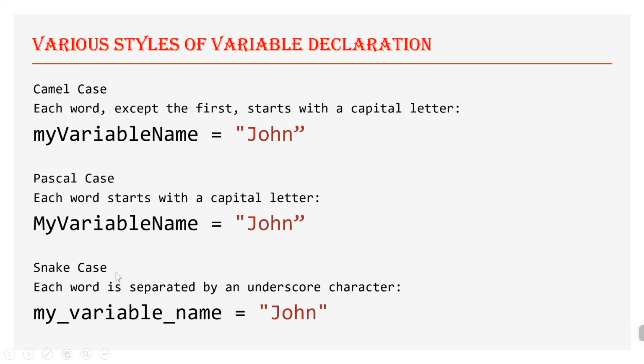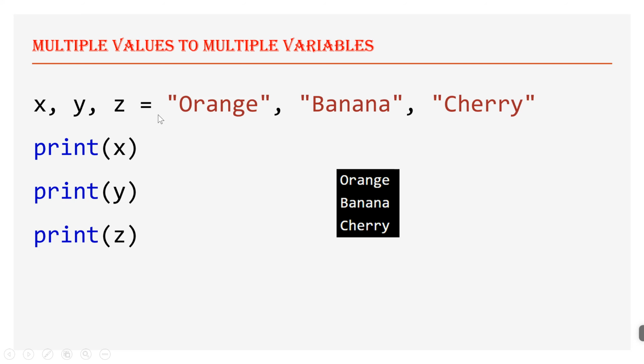Now the most frequently used case is snake case, wherein each word is separated by an underscore: my underscore variable underscore name. So this is snake case. Earlier one was Pascal case. The first one is camel case.